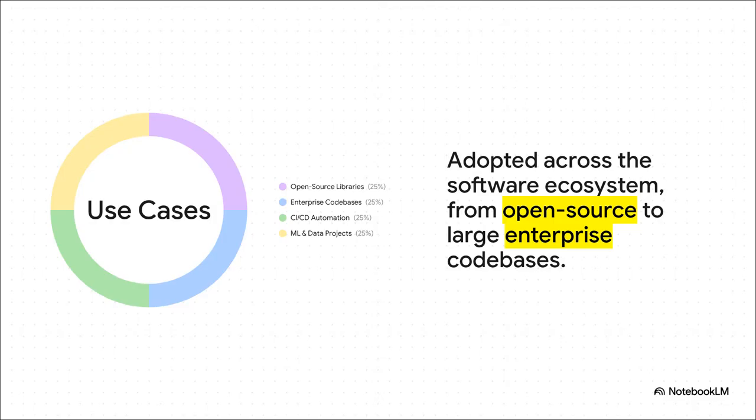The use cases are all over the map, too. For open source projects, it's like rolling out the welcome mat for AI to help with contributions. In huge enterprises like Uber and Databricks, it standardizes how AI agents get onboarded to their complex internal systems. People are even using it to help automate CI/CD pipelines and guide agents working on specialized machine learning projects.